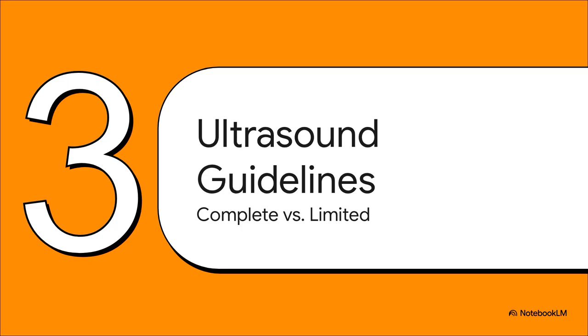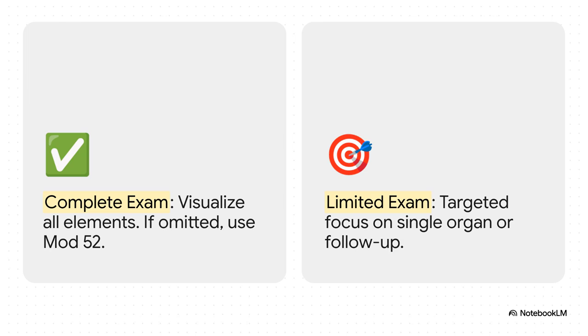All right, let's jump to Section 3, Ultrasound Coding Exam Guidelines. Diagnostic ultrasounds are heavily tested on the CPC exam, specifically when it comes to the scope of the scan. You're going to see questions constantly forcing you to choose between a complete and a limited exam. So, a complete scan means the provider attempted to visualize and document absolutely all the major elements listed in the code descriptor. If the provider omits a required organ, even just a single one, you have to code it as a limited scan, or you append modifier 52 for reduced services.